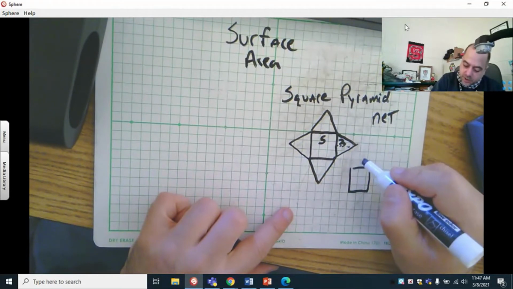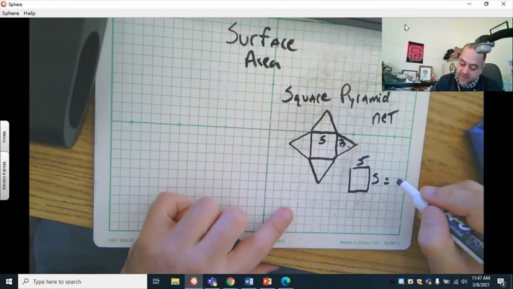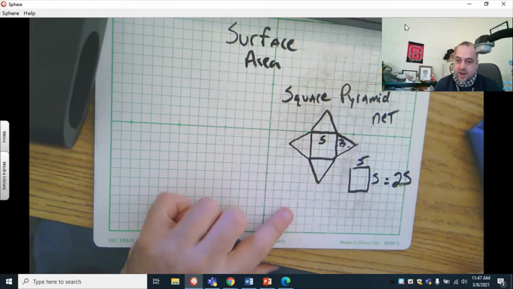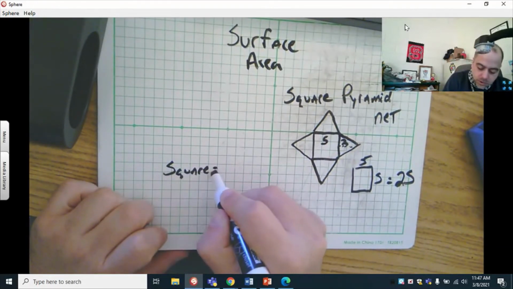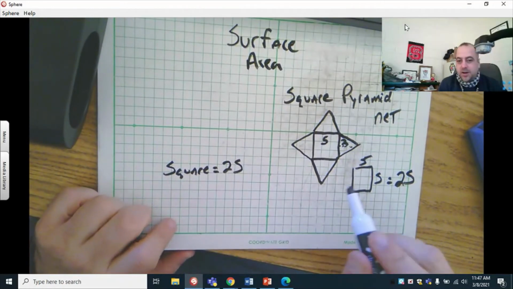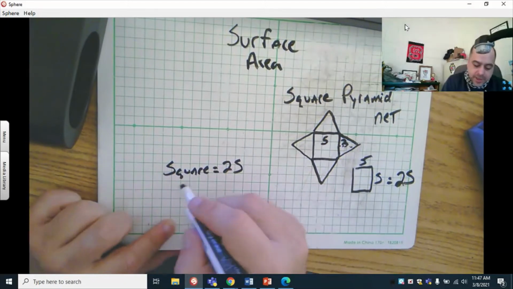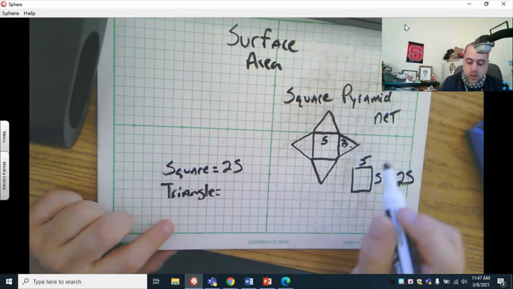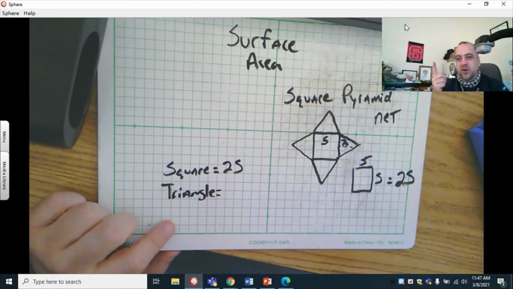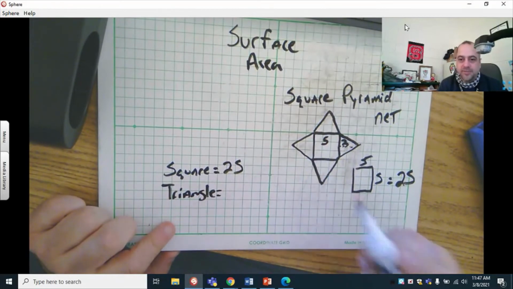The square was 5 on a side, right? So we know that's 5, don't we? What's 5 times 5? 25. So we know our square is 25. But now look, what else do we have? We have 4 triangles, okay? Now these triangles are all going to be the same size. So we only have to do it one time and then just write it down 4 times or multiply it by 4. We only have to do it once.